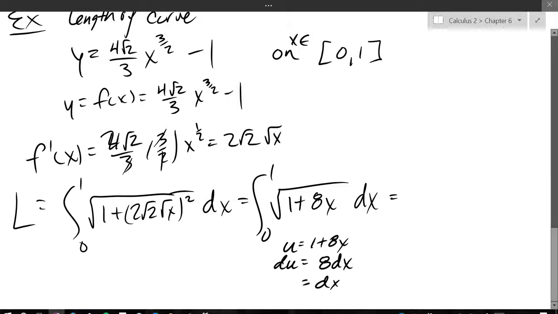So dx is 1/8 du. So at this point, I'm going to do less and less calculus in calculus 2. I'm going to do setups, but not actually solving integrals. So this should be a pretty straightforward integral to solve right here. So I'm not going to. It's going to lead to some fractions, and you can carefully take the antiderivative and figure out what you get.